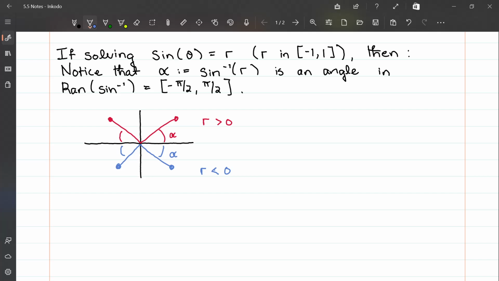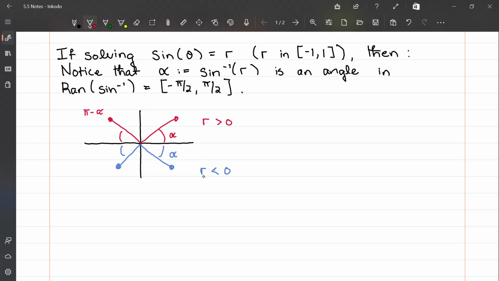It's easiest to see it when we look at the r is greater than 0 case. So if this angle is alpha right here, you'll notice that the angle in quadrant 2 is going to have a reference angle of alpha, and so that means that the second angle that we are looking at, the one in quadrant 2, must be given by pi minus alpha.